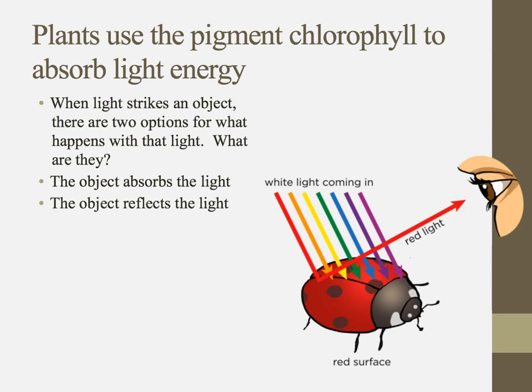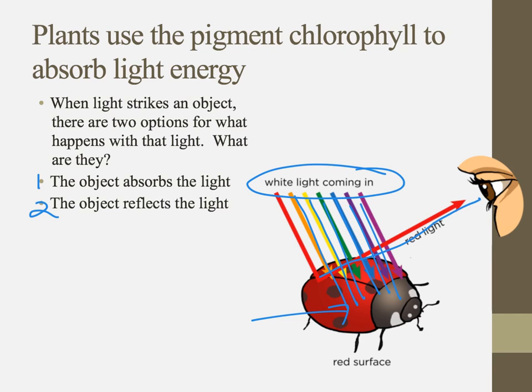Let's talk about white light for a second. White light contains all of the colors of the visible spectrum, and when light strikes an object, one of two things is going to happen. Either the object absorbs that light or the object reflects that light. So let's think about why something like this ladybug might look red. That must mean that it's absorbing all of the colors and reflecting the red light, and that's why it looks red.